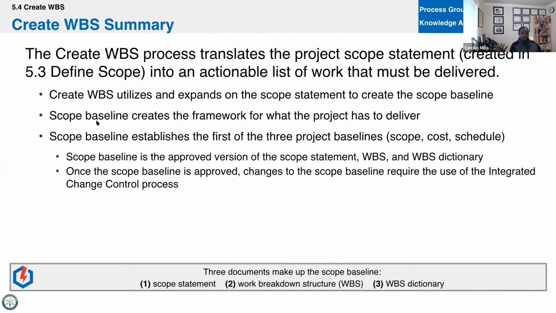The output of this process is going to be a scope baseline, and it consists of the scope statement that we created in the last process. And then we're also going to add the WBS and the WBS Dictionary. We're going to create that now. And then the scope baseline gets approved, and any changes to that, you've got to use integrated change control. So memorize this: 3 documents make up the scope baseline. I'll try to ask you that 30 times before we're done with the class, but you need to know that for the exam. That's going to be a question. Scope statement, WBS, WBS Dictionary.